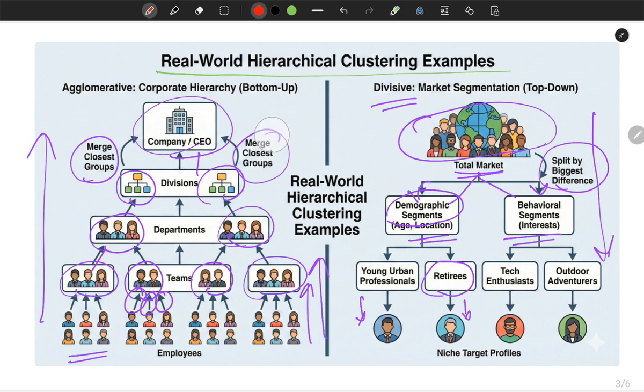If I highlight in the red color here, this is where we merge the closest groups, in the case of agglomerative, the bottom-up approach. Whereas in the case of divisive, the top-down approach, we split by biggest difference. Here merging is done, here splitting is done. That is the basic difference between the agglomerative and the divisive market segmentation. Based on the requirement, we follow that type of hierarchical clustering technique. So that's it for the hierarchical clustering technique.